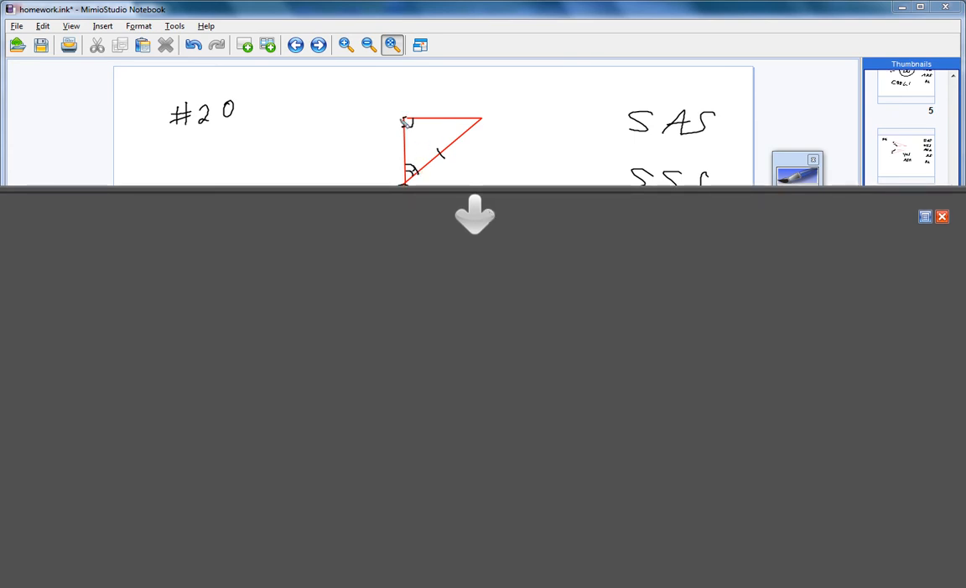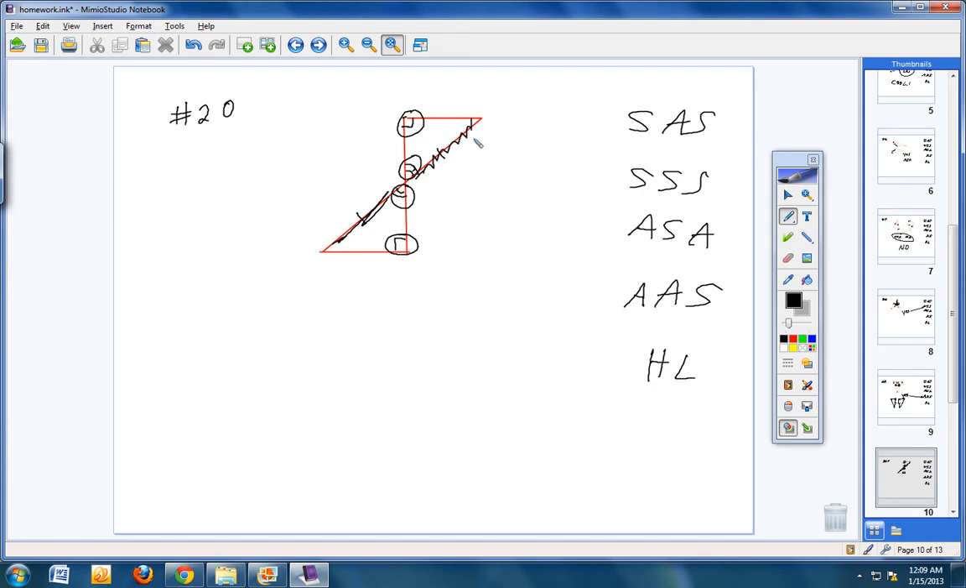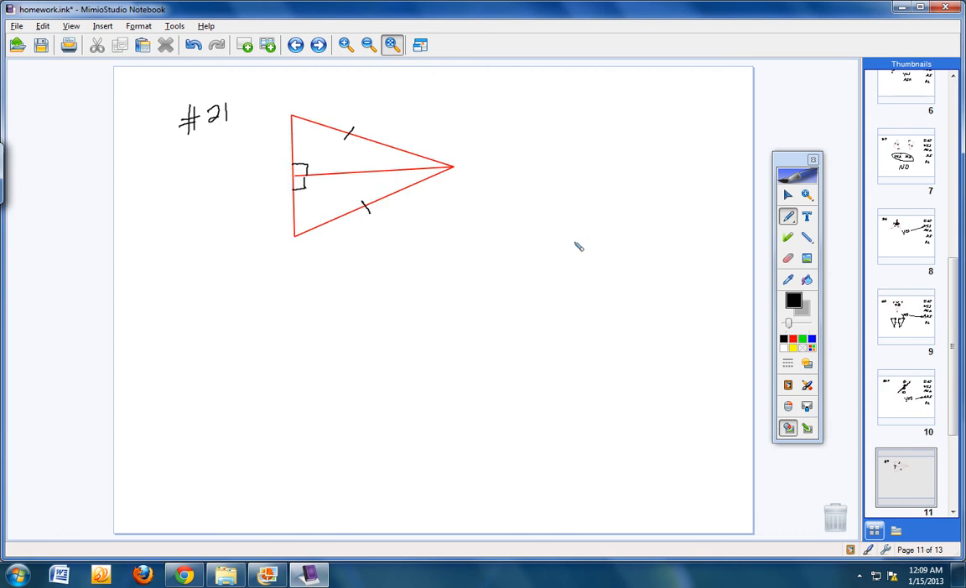We have angle, angle, side. Do you see it? Angle, angle, side. So we have angle, angle, side, angle, angle, side. So yes, angle, angle, side. There it is. Moving on, number 21.